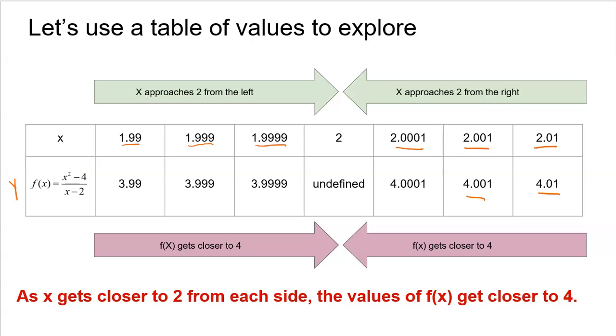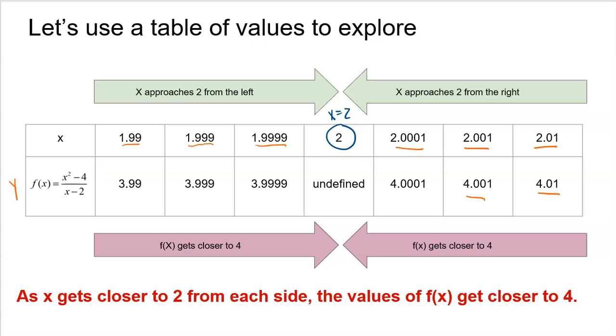Now notice in the center here is at 2. Well, at x equals 2, obviously it's undefined. That turns the denominator to 0, and you just can't have that. But again, what we're focusing on here is what's happening as we get really, really close to 2, not actually getting to 2. And as we get closer and closer to 2, the function's getting closer and closer to 4.